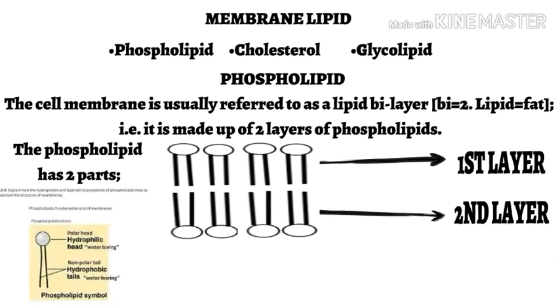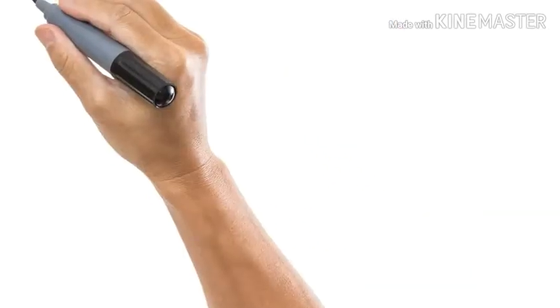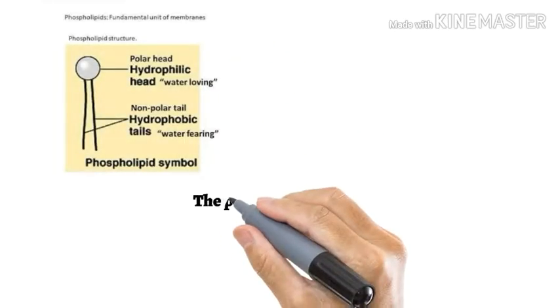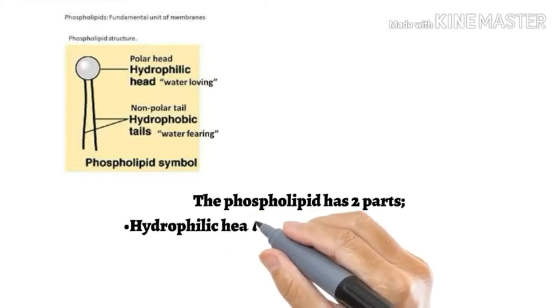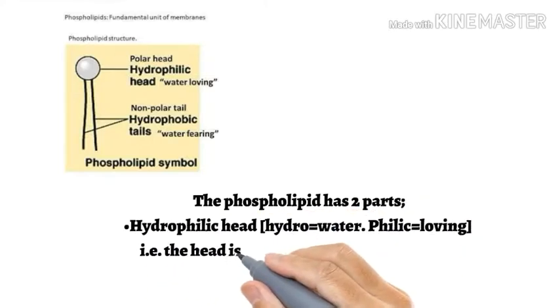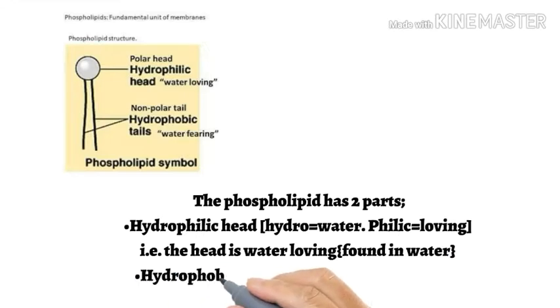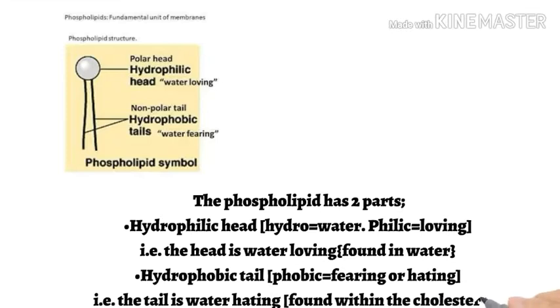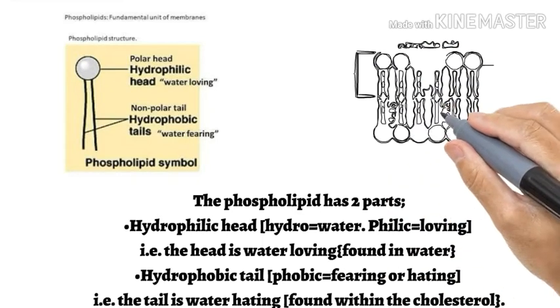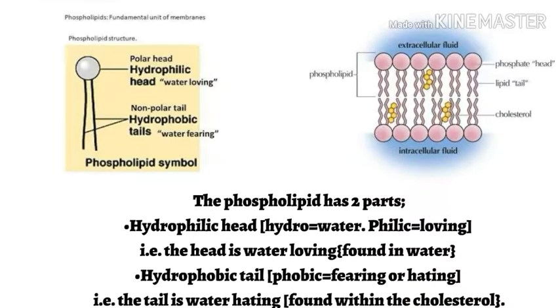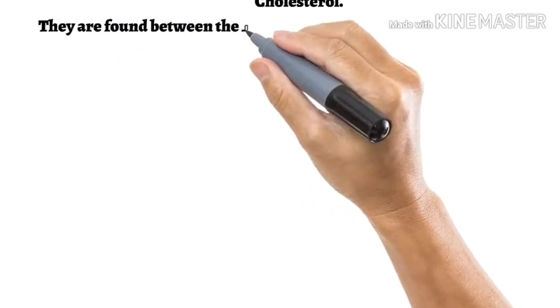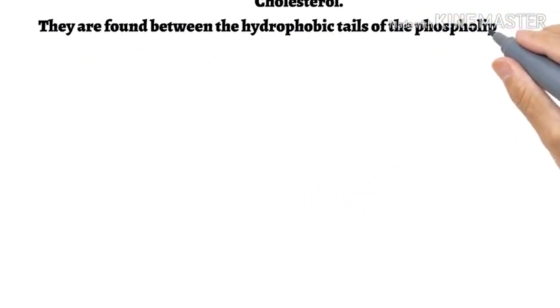So the phospholipid has two parts. The first one is the hydrophilic head and the second is the hydrophobic tail. The word hydro means water and philic means loving. That is, the head is water loving and therefore is found in water. And the hydrophobic tail, hydro means water and phobic means fearing or hating. That is, the tail is not found in water but in cholesterol.